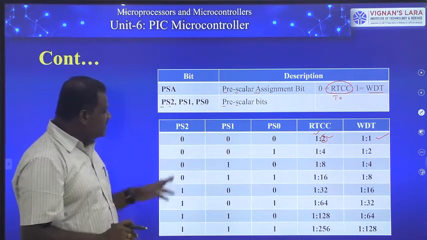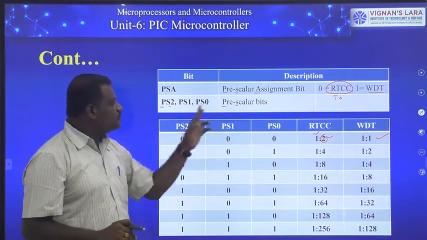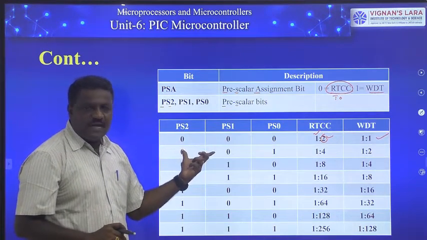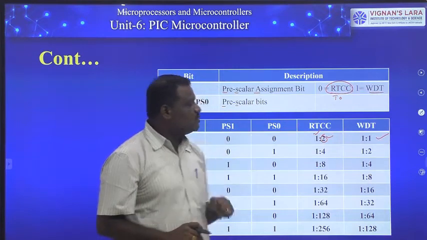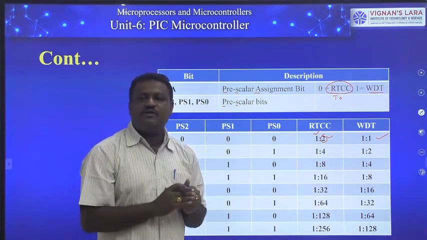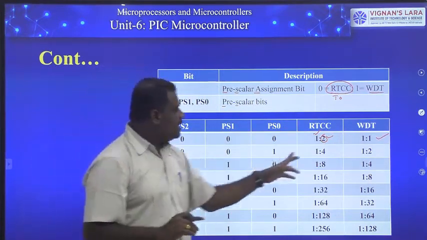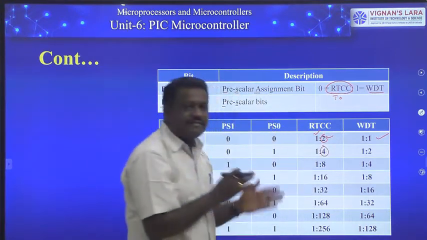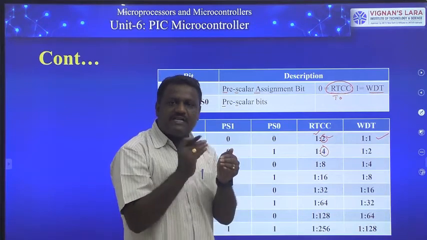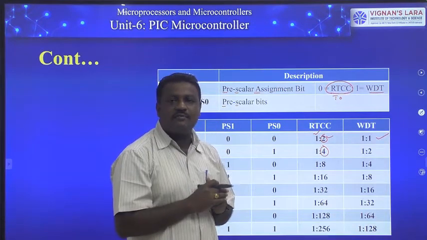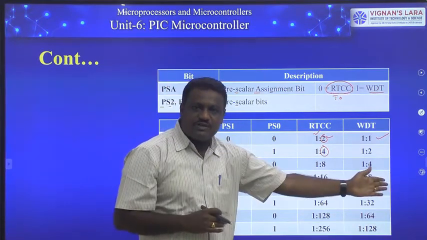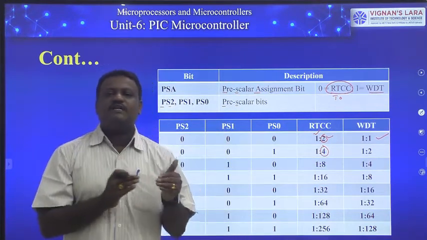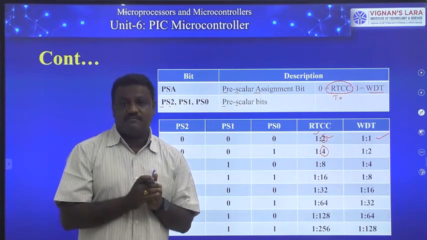Coming to the next combination, 001 on PS2, PS1 and PS0, if these are the prescaling bit values and PSA is equal to 0, then the prescaler is assigned to Timer 0, which selects 1:4. That means if I receive 4 clock pulses as input to my Timer 0, its content is incremented by 1. For the same combination, the Watchdog timer's content is incremented by 1 if it successfully receives 2 clock pulses.